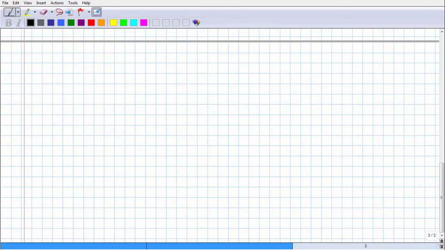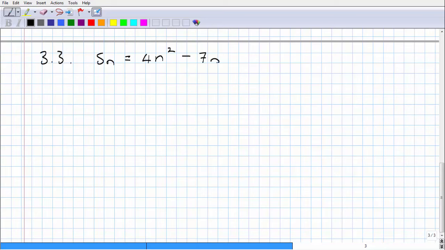Right. Question number 3. It says, show that Sn is equal to 4n squared minus 7n. Well, what's the sum formula? Sn, we don't actually have to use the sigma notation anymore. The sum formula for an arithmetic sequence is n over 2 times 2a plus n minus 1 times d.